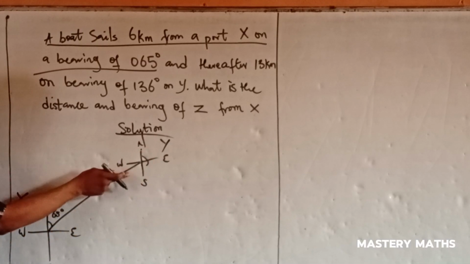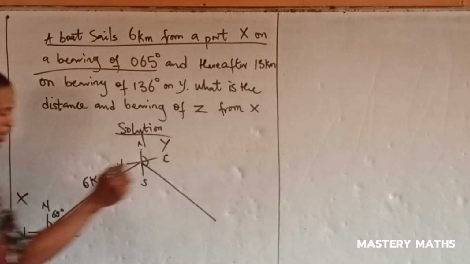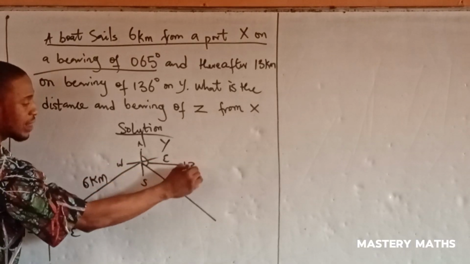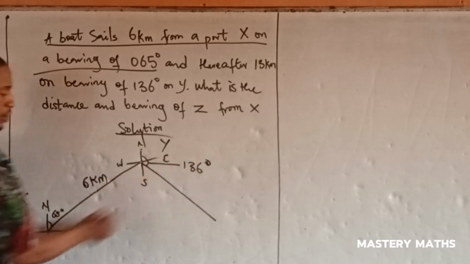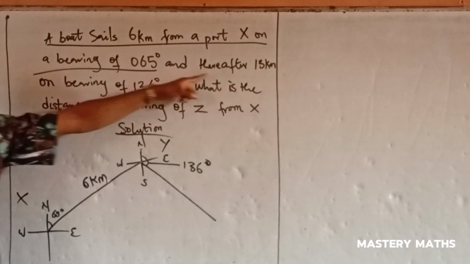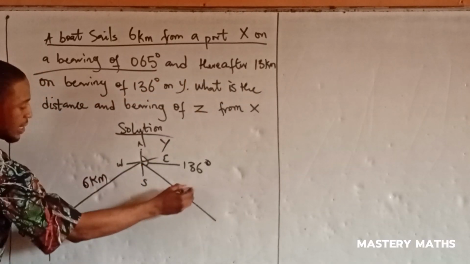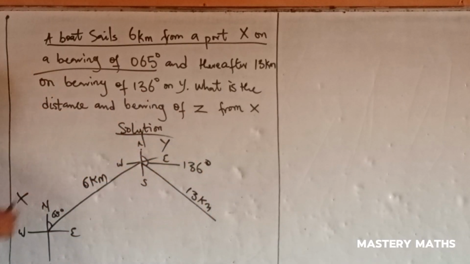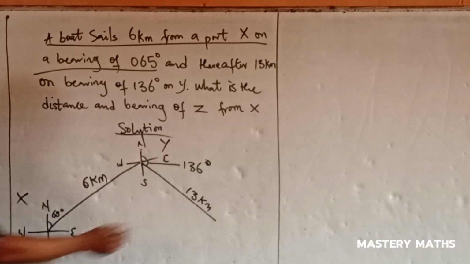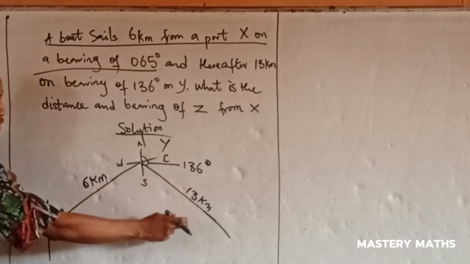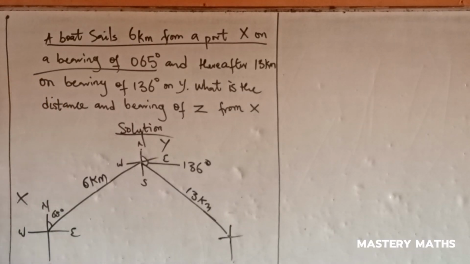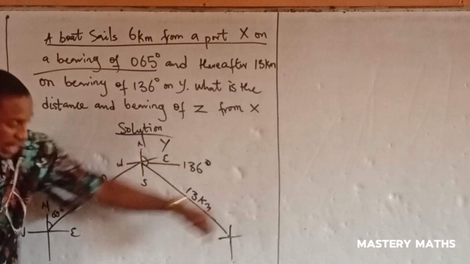You see it now, you don't cover it. It comes out from here, you draw it this way. So this is giving us 136 degrees. Thereafter, 13 kilometers. The boat came out a distance of 13 kilometers on a bearing of 136 on Y. That is it. And I told you, anywhere your line gets to, there should be a cardinal point. Anywhere your point gets to, you should create a cardinal point there again.